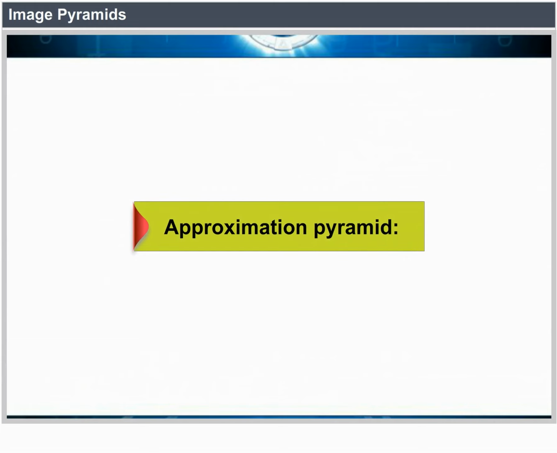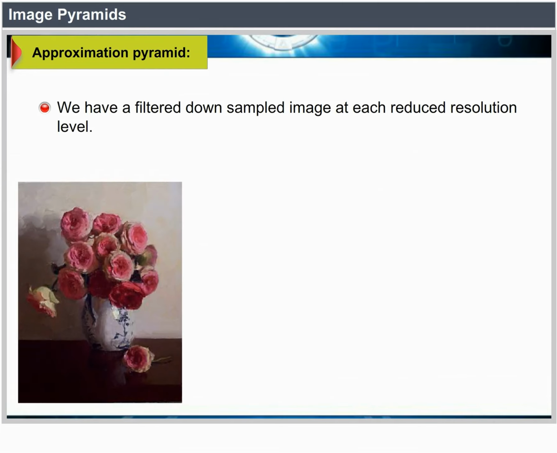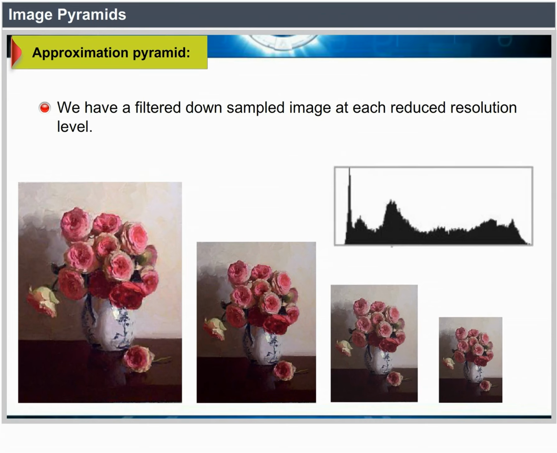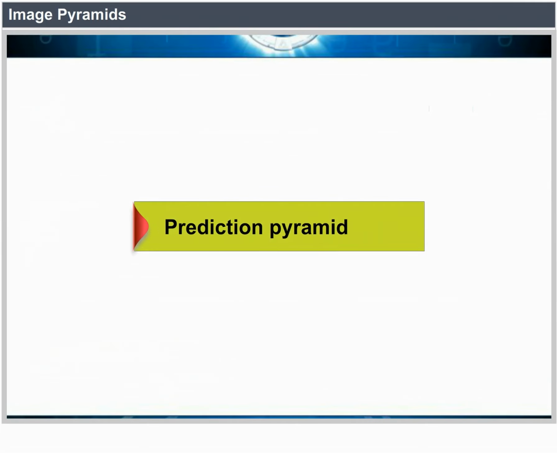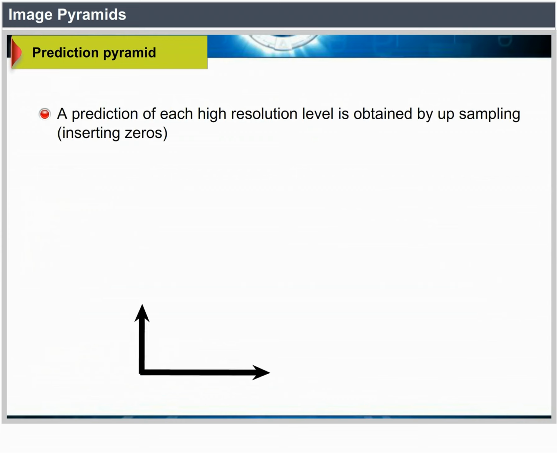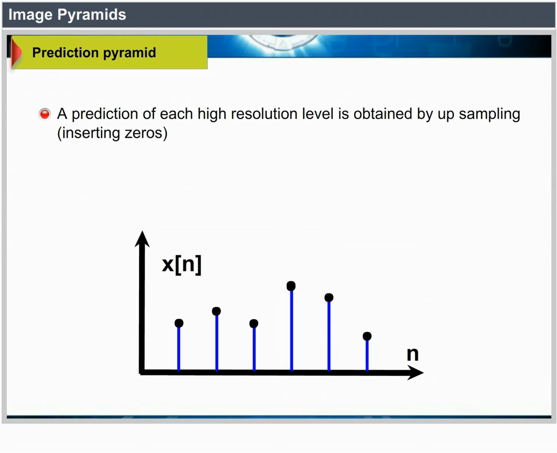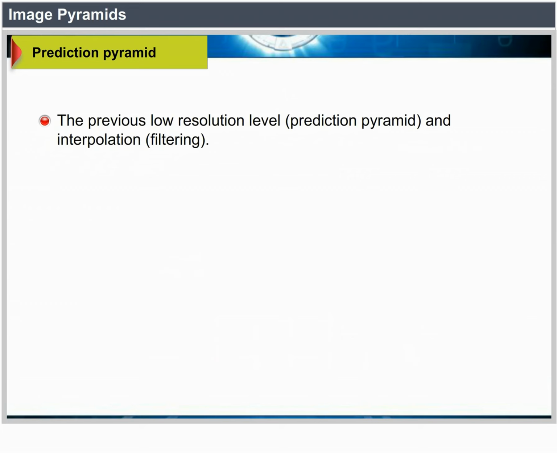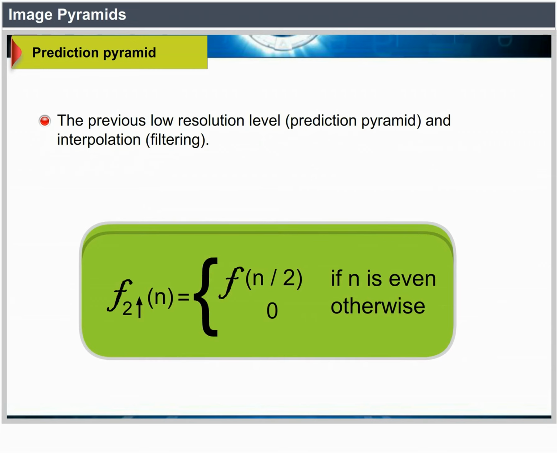Approximation pyramid. At each reduced resolution level, we have a filtered and downsampled image. Prediction pyramid. A prediction of each high-resolution level is obtained by upsampling, inserting zeros, the previous low-resolution level, and interpolation filtering. The equation for the prediction pyramid is as shown on the screen.